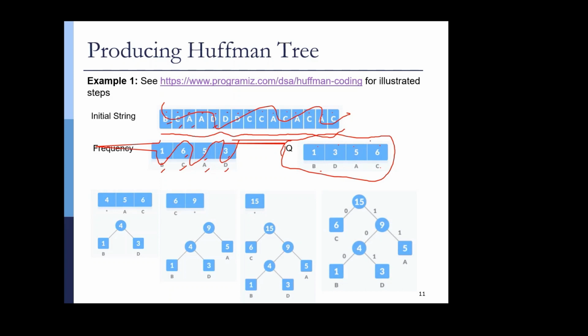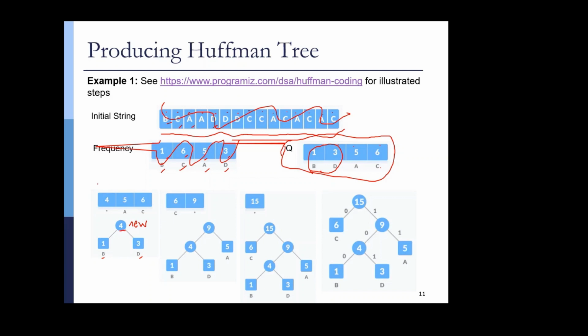Now, from this 1, 3, 5, 6, which one has the smallest? B and D have the smallest values, right? So what you do is, you put the smallest one on the left-hand side, B, with the value 1, and then the second smallest, D, on the right-hand side, 3. Now, create a new node. You take 1 plus 3, you get 4, right? So this is a new node.